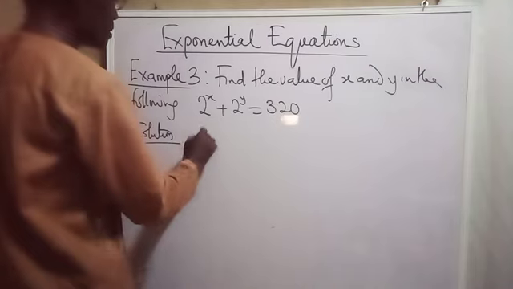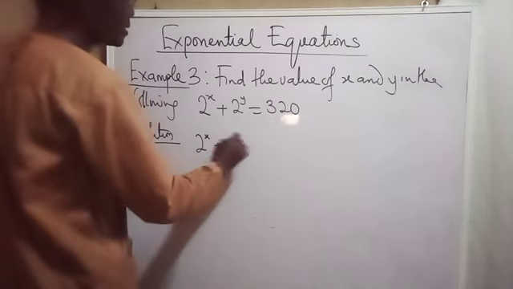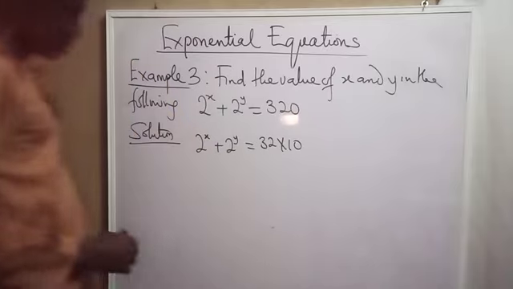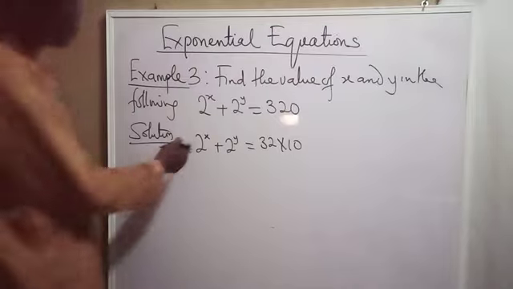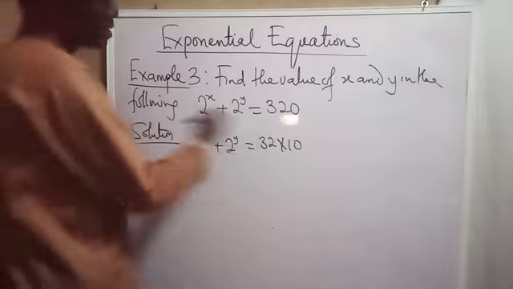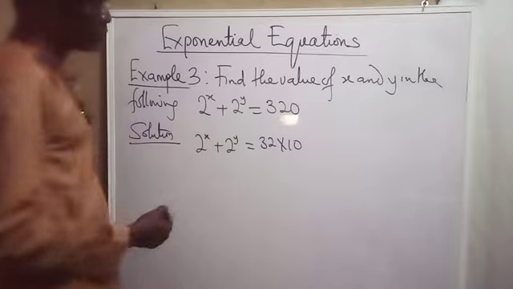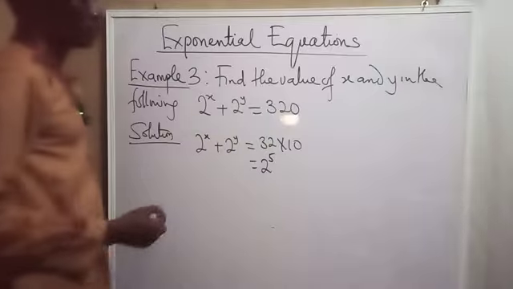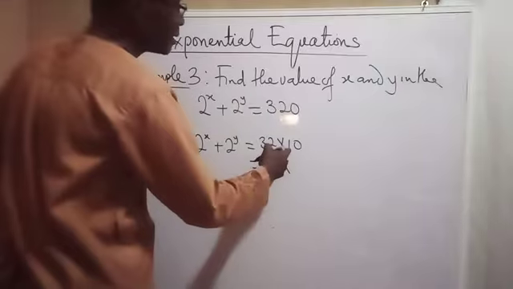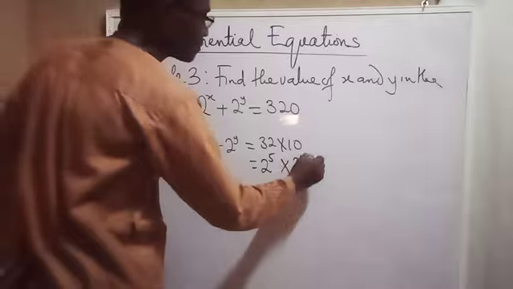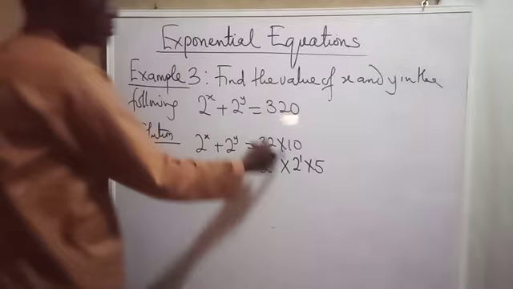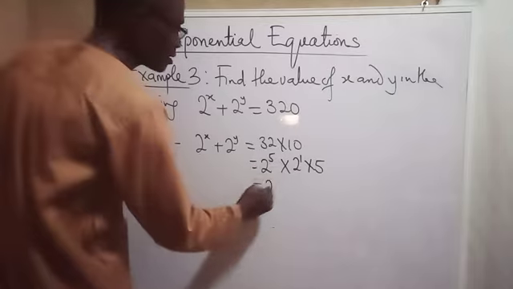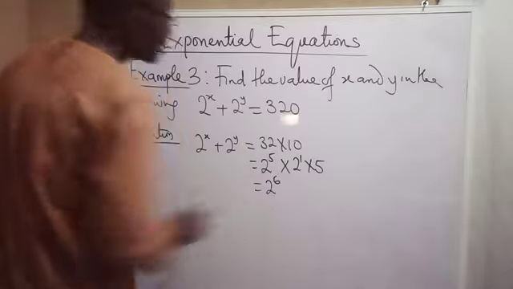So I say 2 raised power x plus 2 raised power y is equal to 32 times 10. Yes. With this now, since the integers are common, we can find the integer 2. We can get 2 from 32, so we have 2 raised power 5. Yes, 2 raised power 5 is 32. Then multiply by 2 raised power 1 times 5, because 10 is 2 times 5. So bringing this together, because they have the same base, you have 2 raised power 5 plus 1, that's 2 raised power 6.